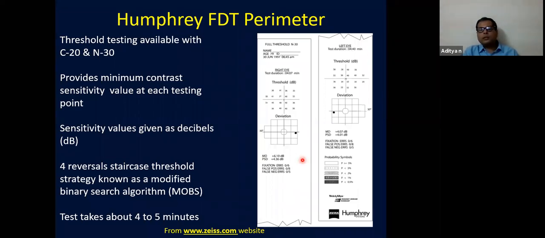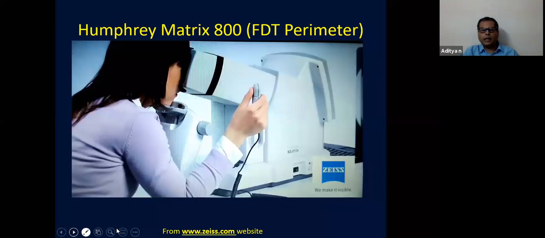Now the issue with this normal FDT is that the target size is quite large, 10 degrees. So in such a situation, small defects might not be picked up. To rectify this sort of error, a newer machine was made, and this is the Humphrey Matrix 800. This is the newer version.